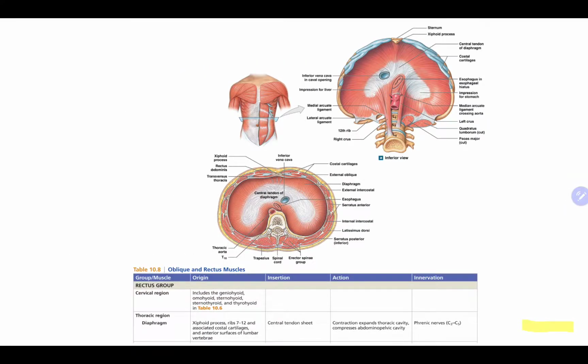So one of the muscles that we have discussed is the diaphragm. The diaphragm is that breathing muscle that helps you breathe. Remember we said muscles are innervated by nerves. The diaphragm is going to be innervated by the phrenic nerve, okay, of that cervical plexus.